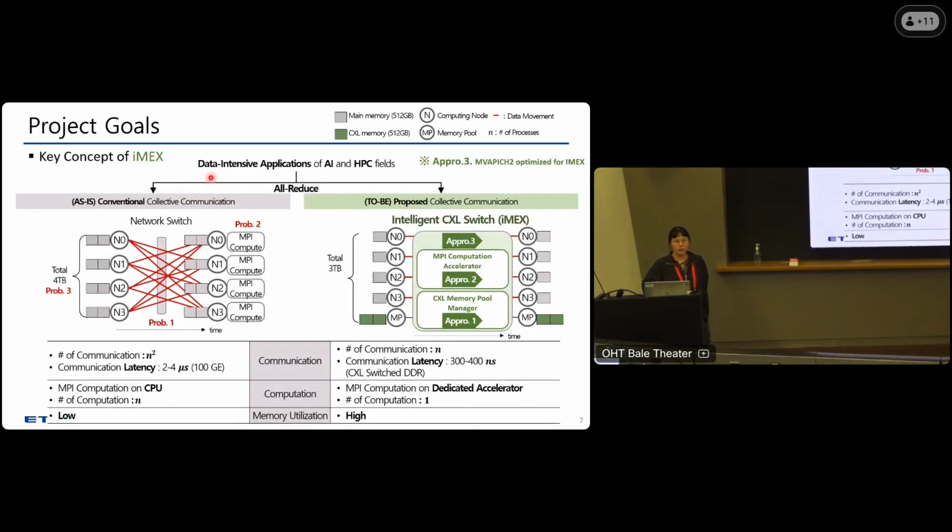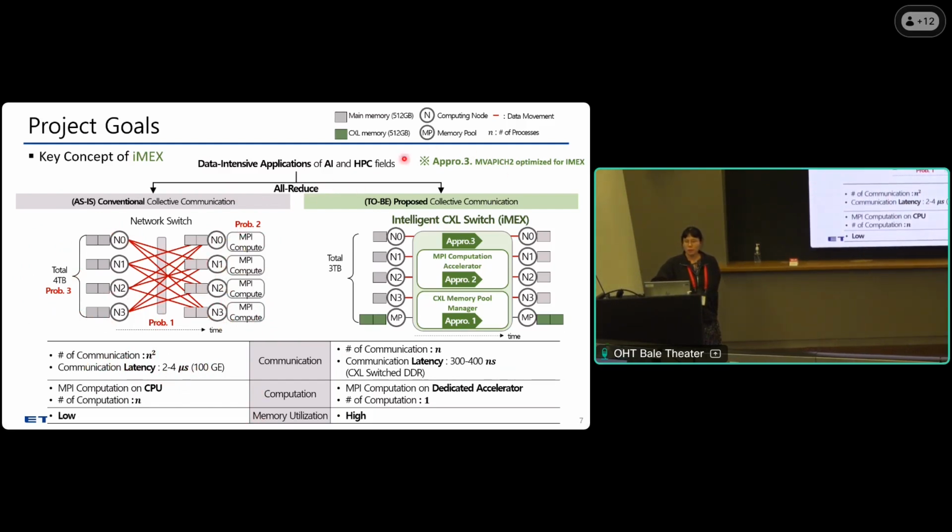This figure shows the key concept of iMEX. The all-gather is most commonly used in data-intensive applications of AI and HPC fields. In the conventional computing architecture, computing nodes are connected via the network switch. And in this architecture, the ranks in different computing nodes perform pairwise communication. So the number of communications is n squared, and the communication latency is 2 to 4 microseconds. And the MPI computation is performed on the CPU of each node, so the number of computations becomes n. And the memory utilization is low because not all of the system's main memory is utilized.